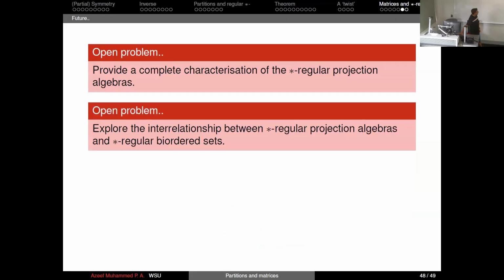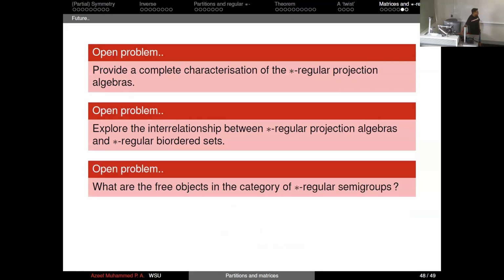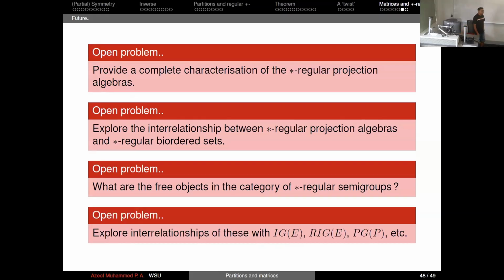Anyway, as I mentioned, we still haven't produced a complete characterization of the projection algebras. We don't know if it exists. We don't know how the projection algebras behave with respect to bi-ordered sets. We believe it's quite non-trivial. There is this question of free objects, which arise just like in inverse and regular star and star regular. We can also look into various interrelationships which we've been looking at in the regular star case recently.